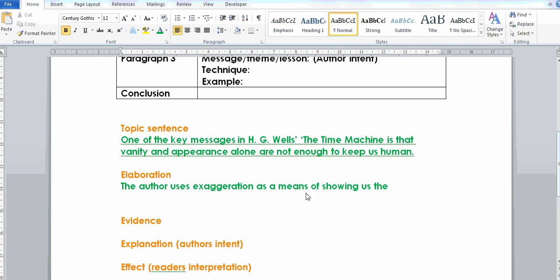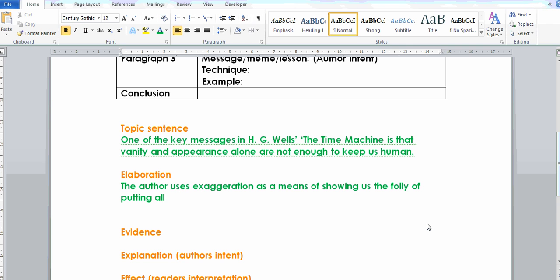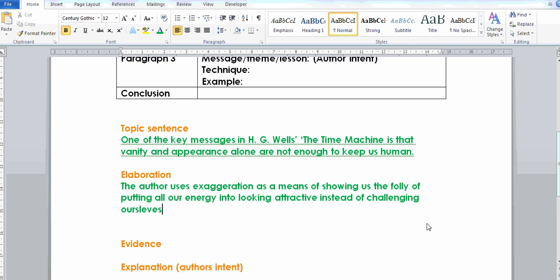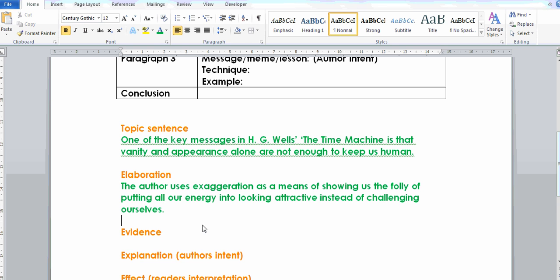The author uses exaggeration as a means of showing us, okay, the folly of putting all our energy into looking attractive instead of challenging ourselves. Now again, I'm going on my own interpretation of this, but what I've really tried to do is, when I said not enough to keep us human, that sounds a little bit vague. It sounds like maybe we're turning into some kind of alien or something like that, but what I've tried to do here is actually put that into more clarity. He uses exaggeration as a means of showing us the folly of putting all our energy into looking attractive instead of challenging ourselves. That's maybe the message that I think he's trying to put together.